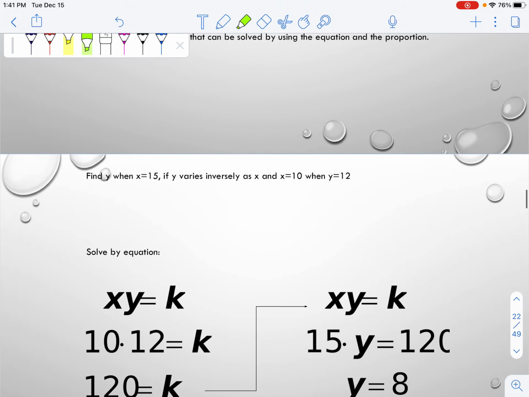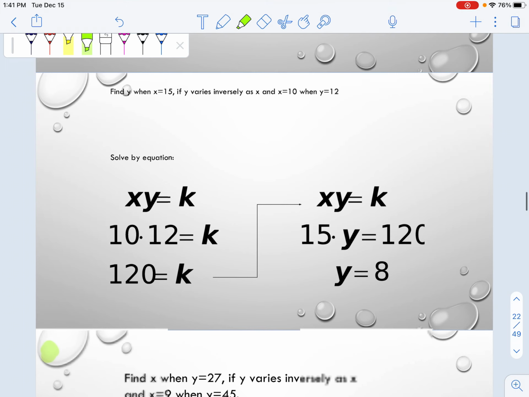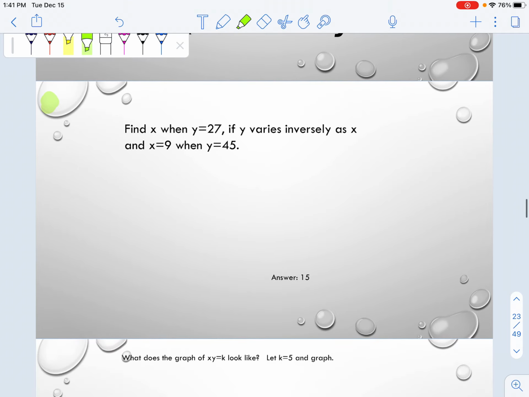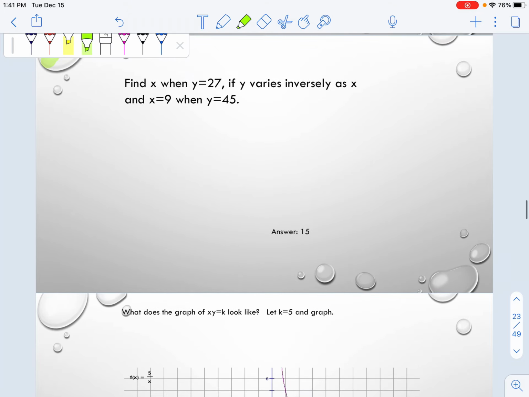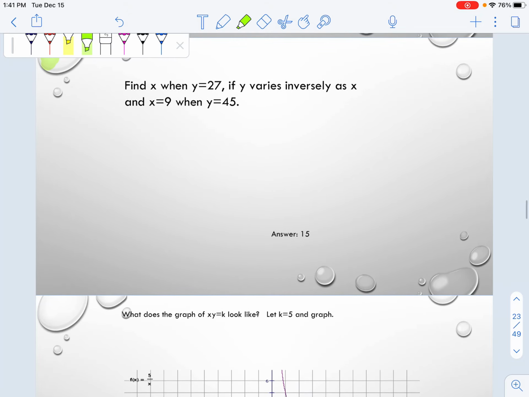We can use proportions the same way if you choose to do it that way. There's the work to show this one. As we scroll down here, I want to get into more applications of it. Let's just set this one up.